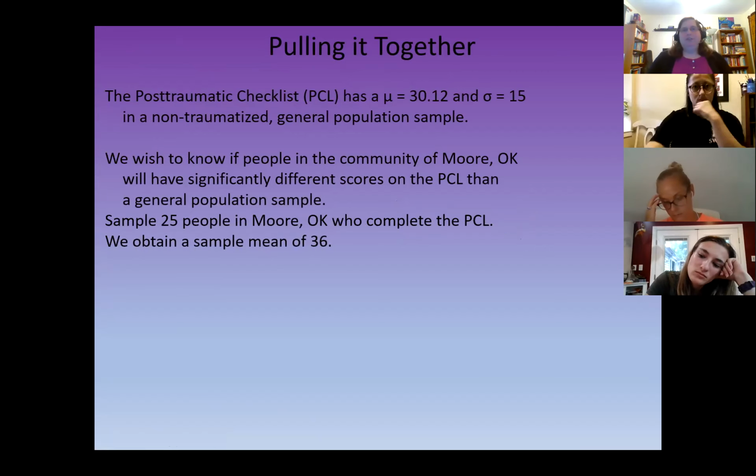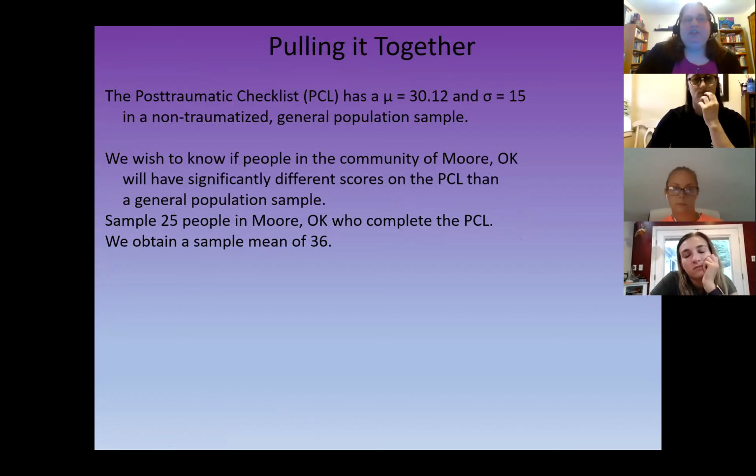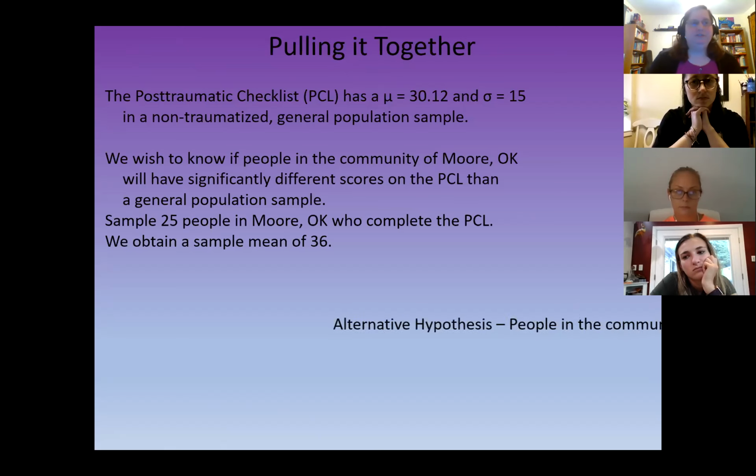So let's pull this together a little bit, everything we've been talking about. Let's say we're talking about this post-traumatic checklist that has a population mean of 30.12 and a sigma, or standard deviation, of 15 in a non-traumatized general population sample. We wish to know if people in the community of Moore, Oklahoma will have significantly different scores on the PCL than a sample you'd pull from a general population. So we sample 25 people in Moore, Oklahoma who complete the PCL. We obtain a sample mean of 36.